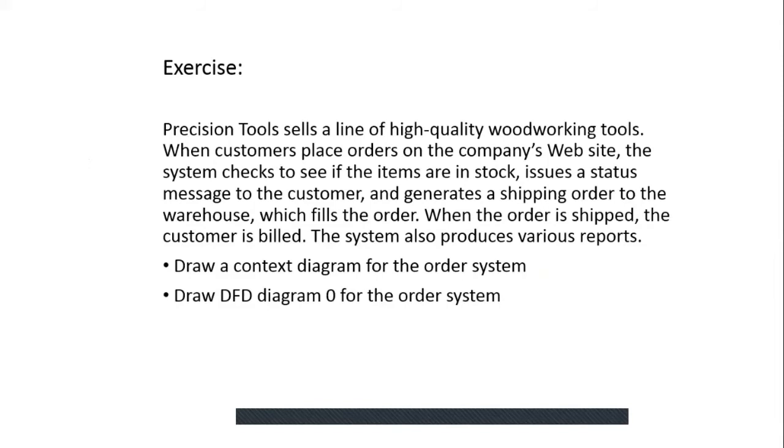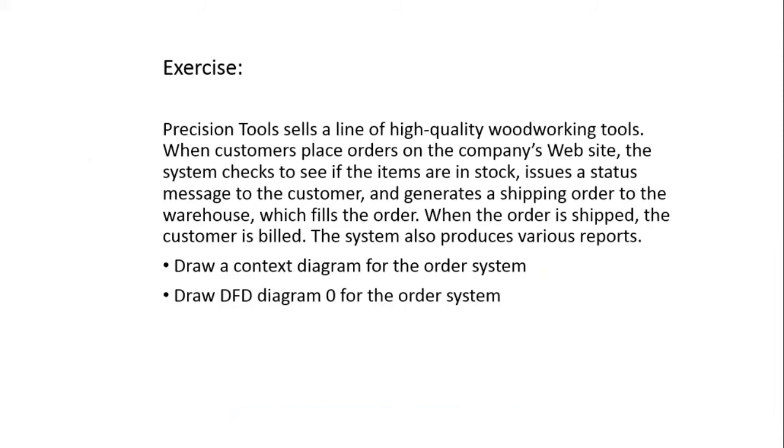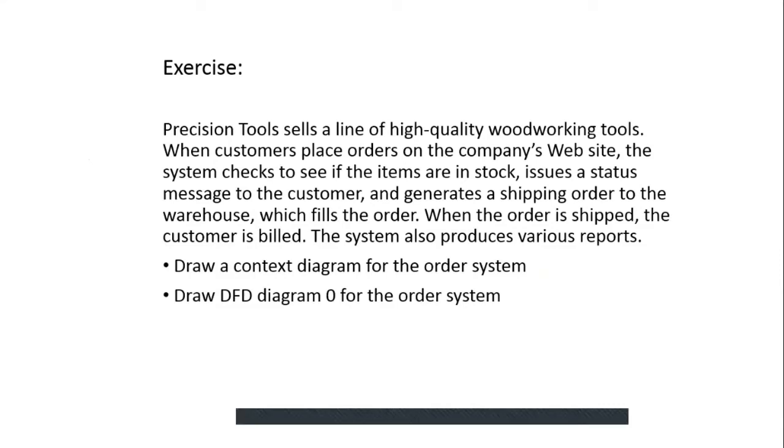Let's take an exercise and understand the steps that we follow in creating a data flow diagram. In this exercise, the case goes like this. Precision Tools sells a line of high quality woodworking tools. When customers place orders on the company's website, the system checks to see if the items are in stock, issues a status message to the customer, and generates a shipping order to the warehouse, which fills the order. When the order is shipped, the customer is billed. The system also produces various reports.